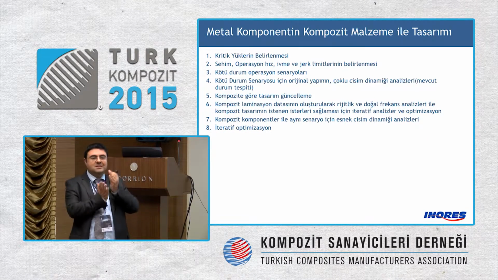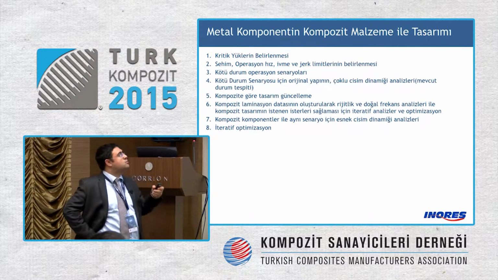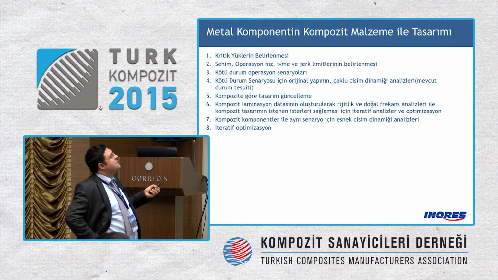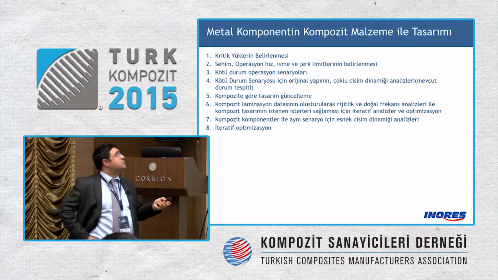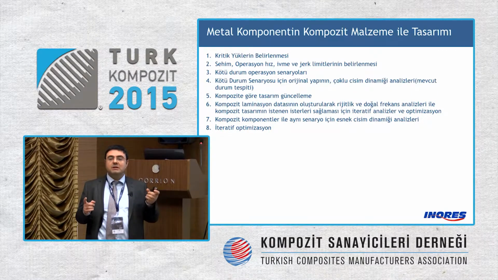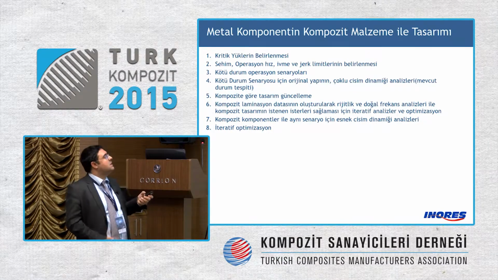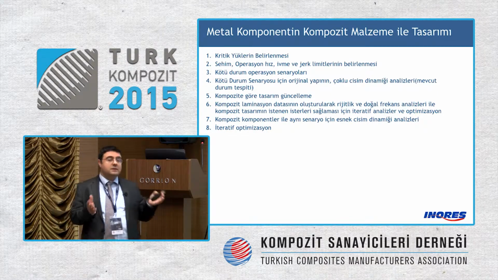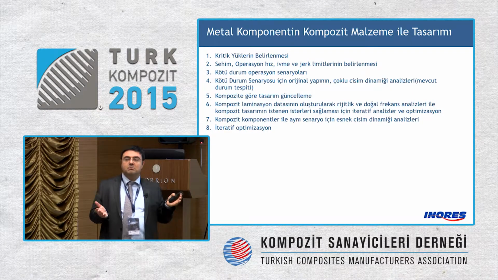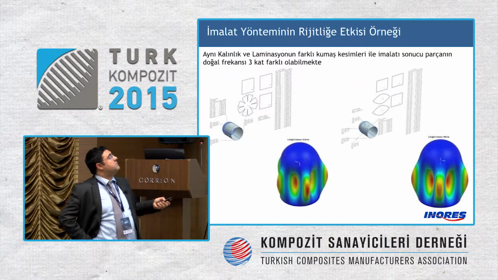Composite materials do not prefer sharp edges. Circular edges are preferred, or you can combine a few materials together. And composite lamination data should be formed to check rigidity and natural frequency analysis. By doing that, the iterative analysis and optimization can be checked. Similarly, steel and composite, we have to put them in the same simulation environment, and iterative checks have to be done.